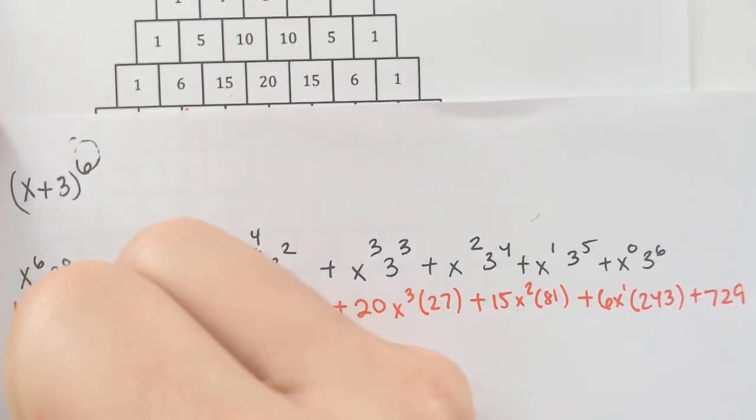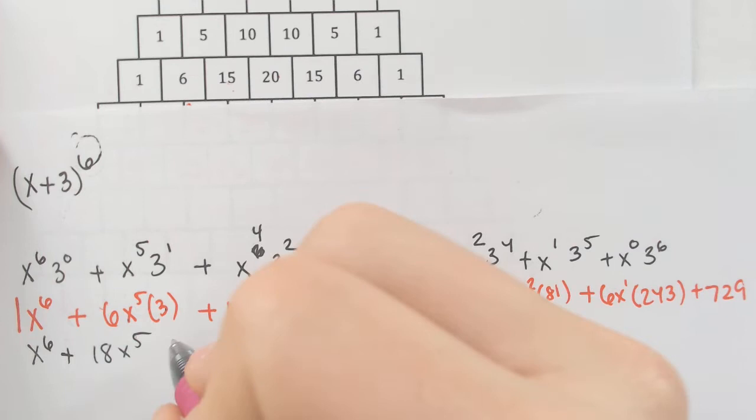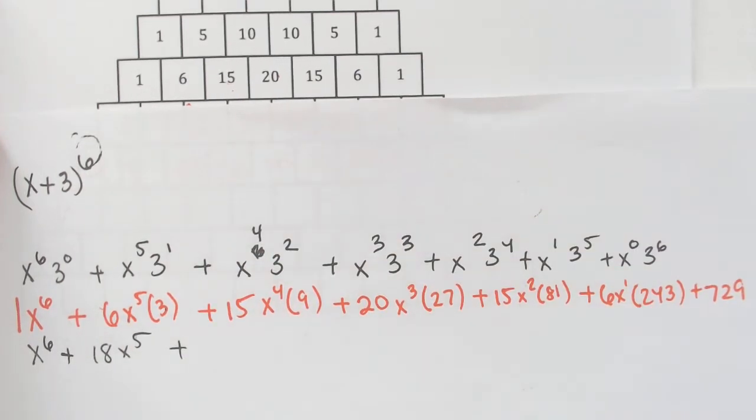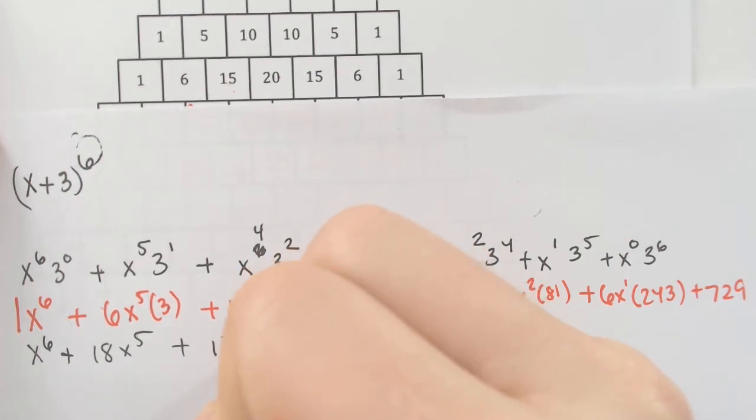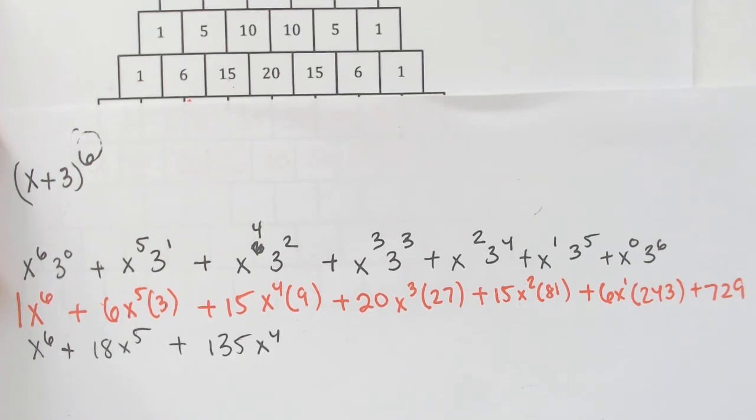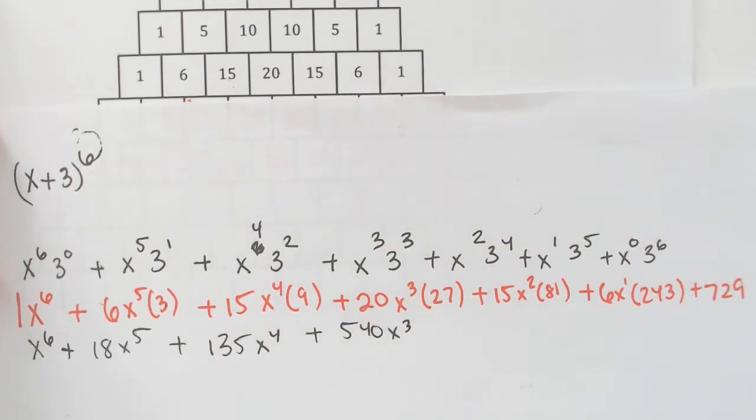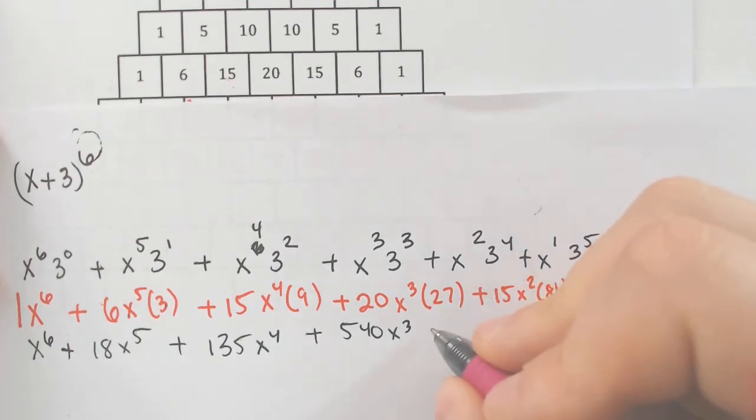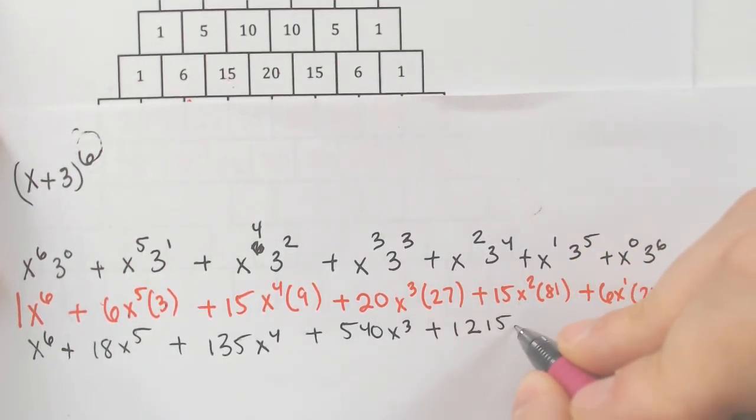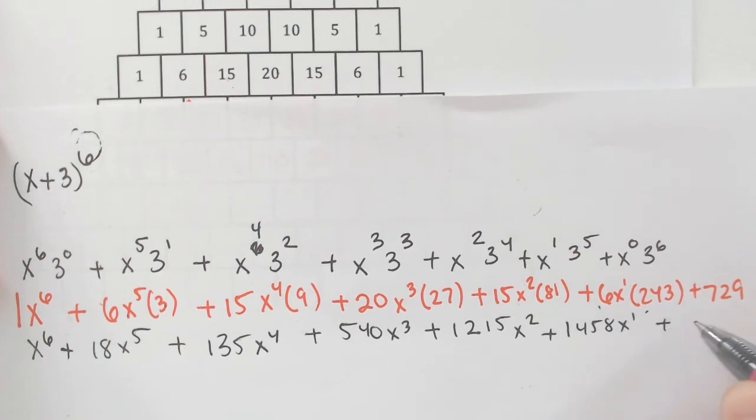x to the 6th plus 3 times 6 would be 18x to the 5th plus 15 times 9, which is 135x to the 4th. And then 20 times 27 makes plus 540x to the 3rd. And then 15 times 81 is plus 1215 x squared. And then 6 times 243 is plus 1458 x to the 1st power. All I'm doing is multiplying 6 and 243. And then last but not least, 729.